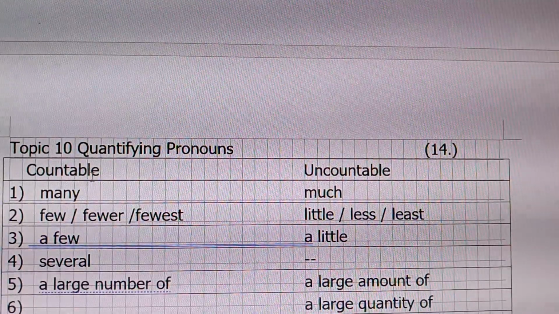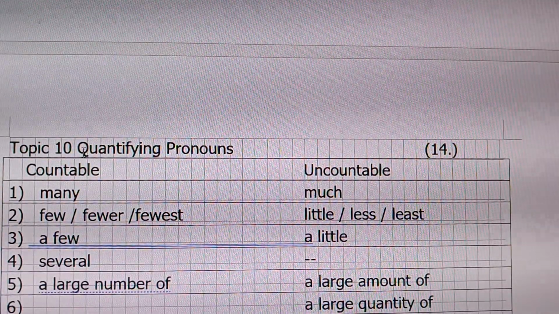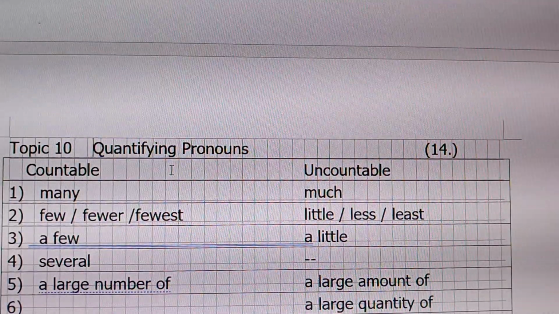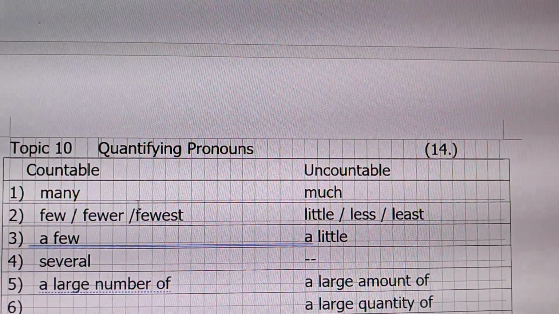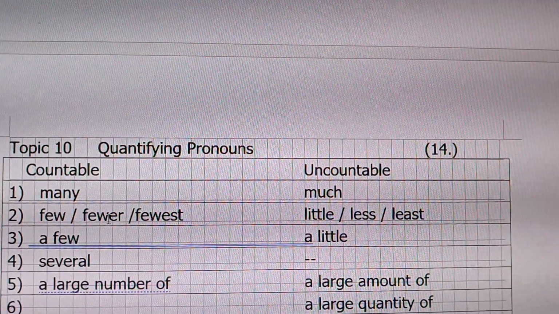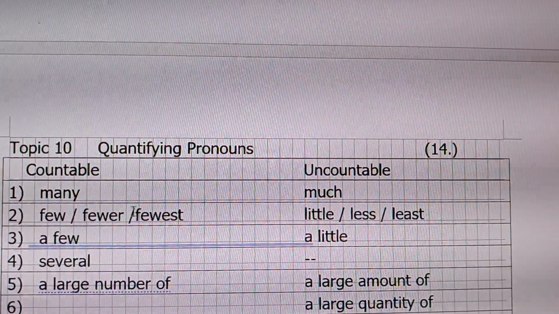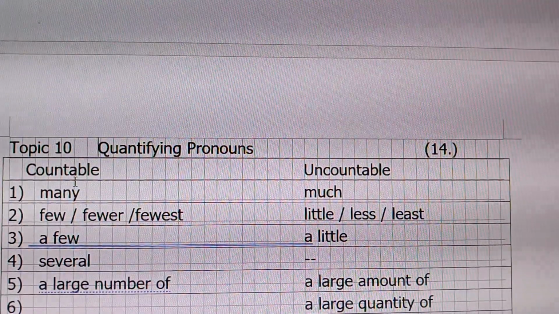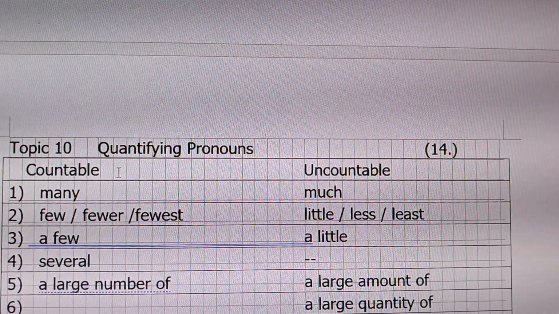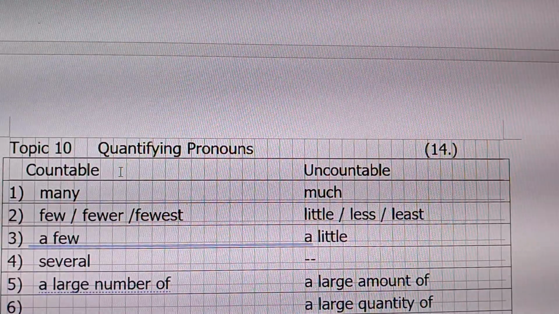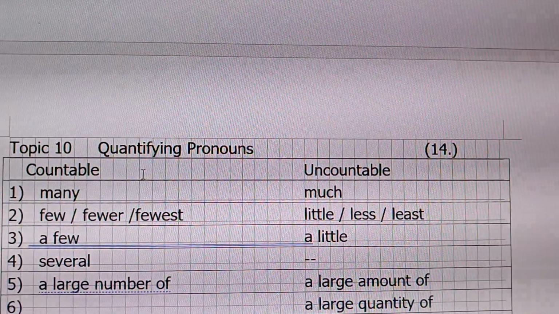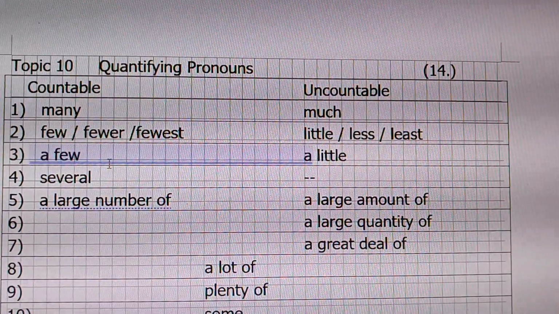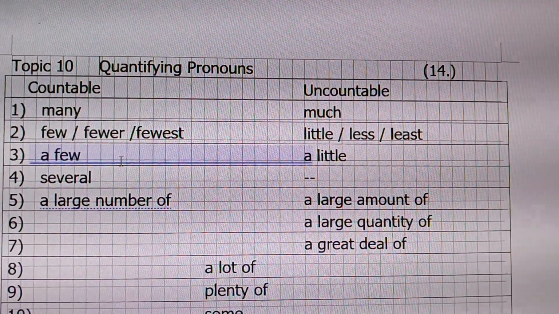Okay, topic 10, quantifying pronouns. This one, you also try to memorize. Many, much, few, fewest, little. Few is for countable, and little is for uncountable. This pronoun also divides into countable and uncountable. You can memorize a few, a little. A few means some, a little also means some.